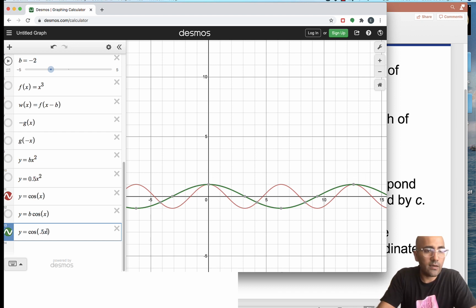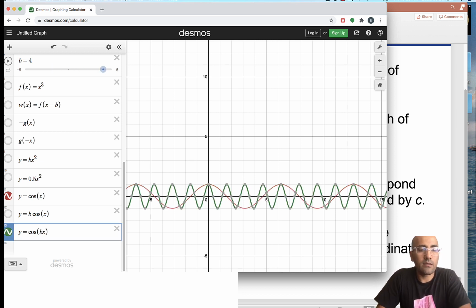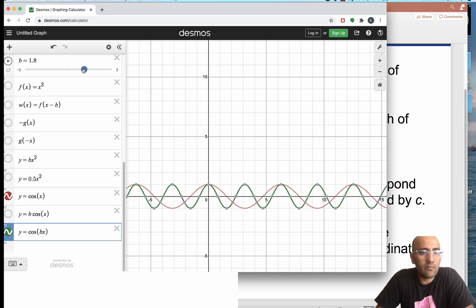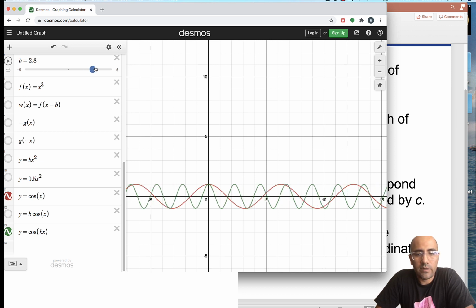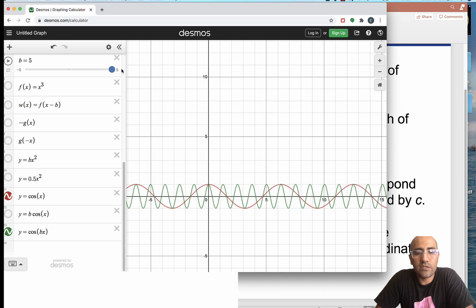Okay, so if we just multiply by some random value b, when b is equal to 1, we get the exact same one. As b becomes bigger, this constant we're multiplying, we see a horizontal compression, right? It goes through its period faster. It oscillates faster in the same space. As we plug in values that are between 0 and 1, it stretches it out.